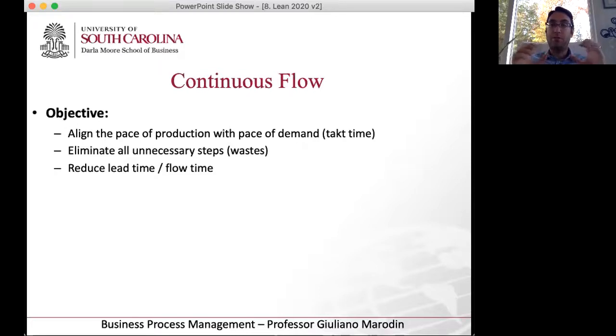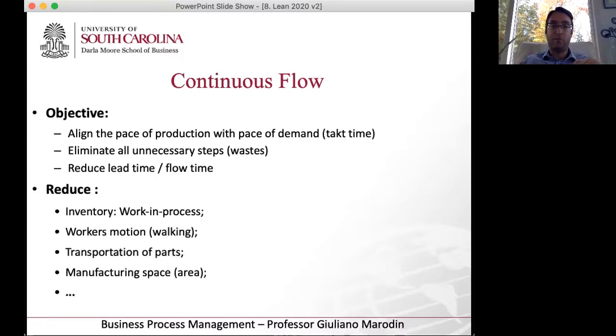And also, I want to align my production process to the pace of the demand. So we talk about that in pull settings, right? Continuous flow makes it easier to implement a pull system. We're going to talk more about that, which means producing at the same pace as the customer. The pace of the customer is also known as takt time. So we're going to learn about this as well.